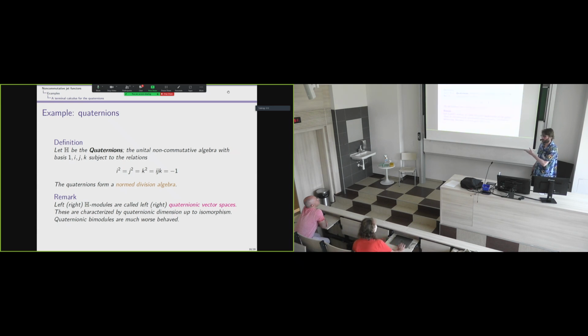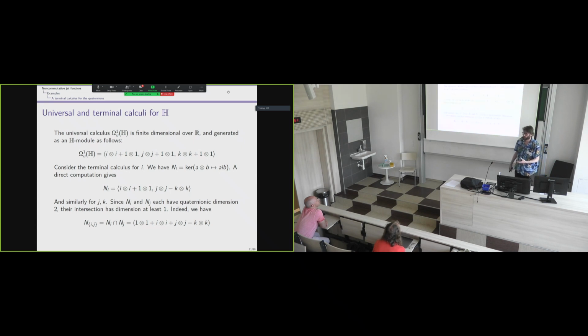And because it's a division algebra, the category of left and right modules are really well behaved. They are called quaternionic vector spaces. And they are characterized by quaternionic dimension up to isomorphism. They're always free, so in particular, most of the homological conditions that we wanted from the previous talk are going to be automatically satisfied. On the other hand, the category of quaternionic bimodules are potentially poorly behaved. They can have non-trivial relations.